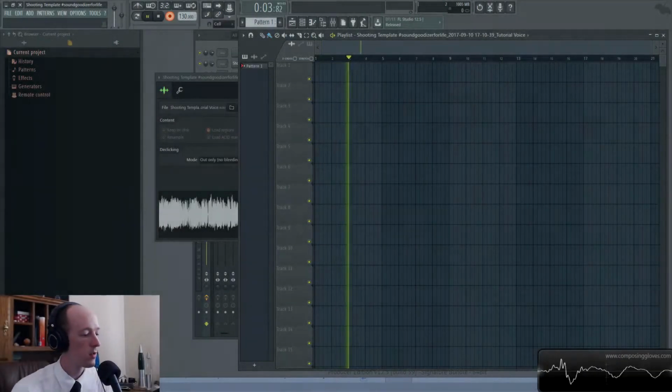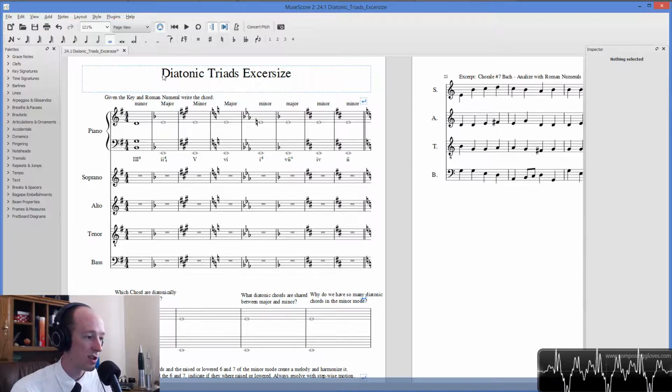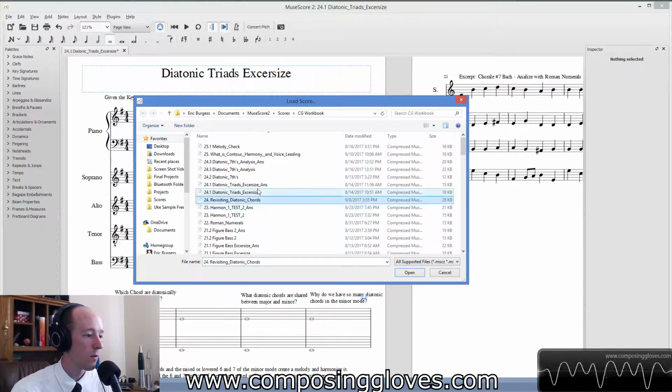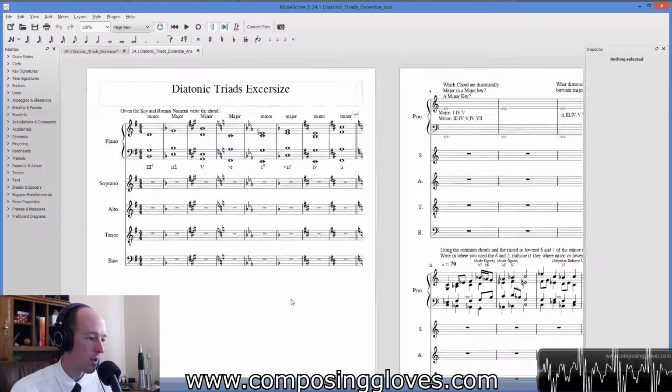Hey, Composing Gloves here, and today we are going to be jumping into the answers to this diatonic triads exercise. We're going to go to File, Open, 24.1, Triads Answers. We open it, and bam, here are the answers.